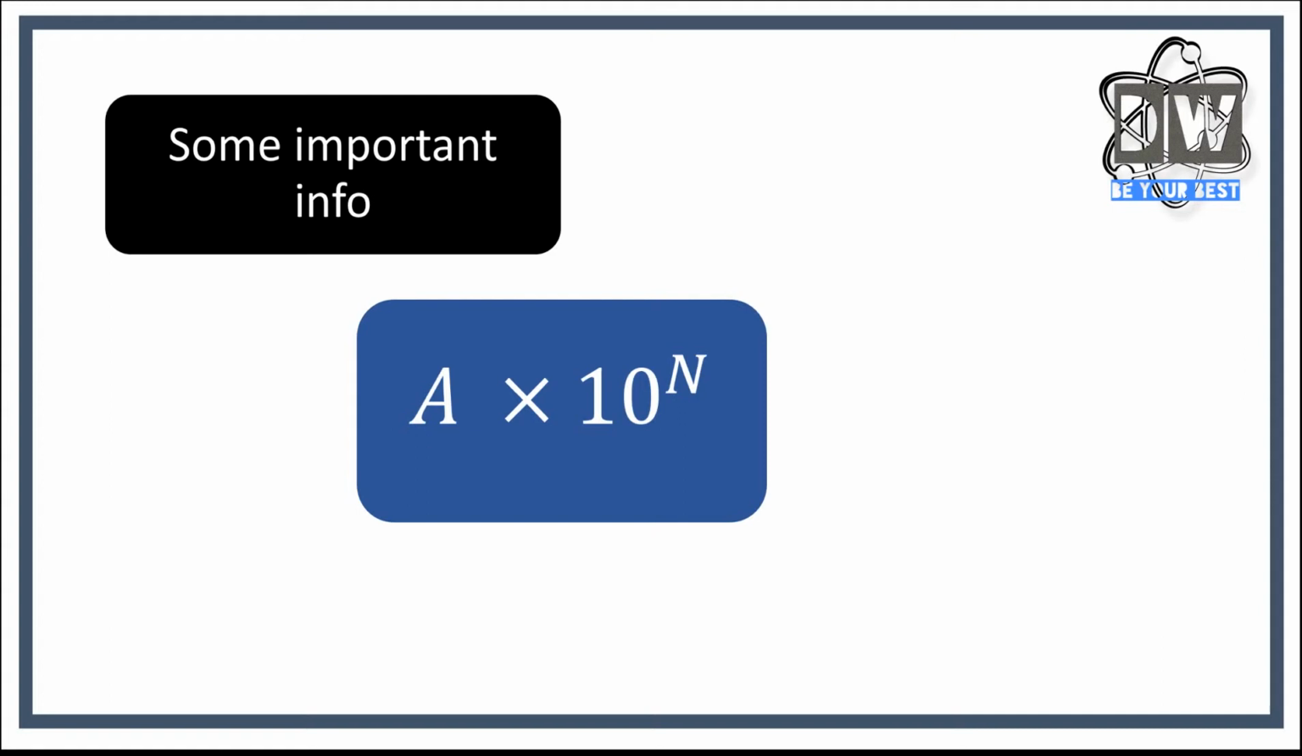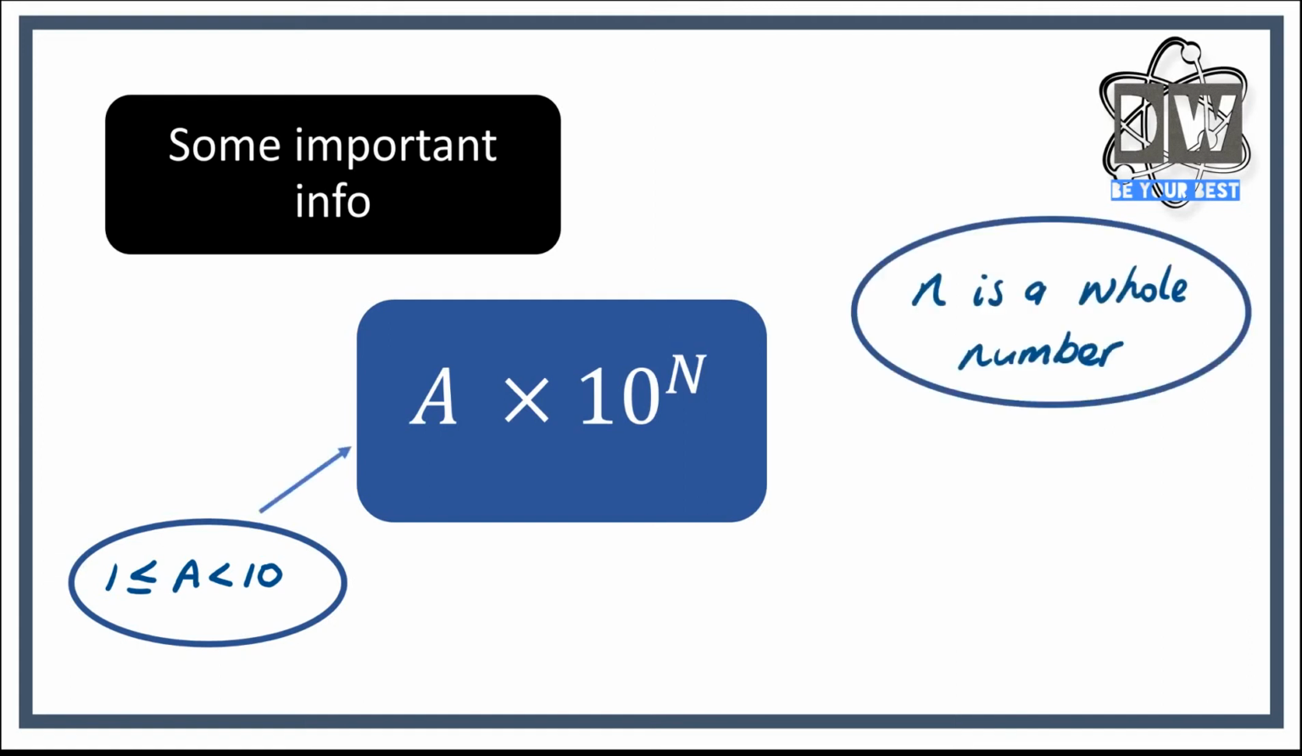Remember, this is really key. Hopefully you've remembered this from the past, but A is a value greater than or equal to 1 but less than 10. N is a whole number, and often that number can be a single digit, like 1, 2, 3, 4, 5, 6, 7, 8, 9, but sometimes it can be a bigger number. Just bear that in mind.